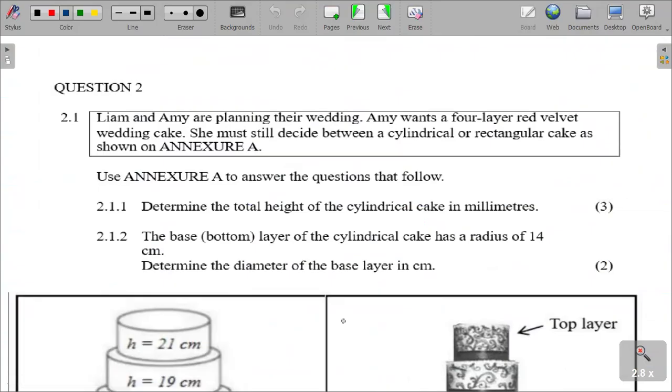It's question 2.1. Liam and Amy are planning their wedding. Amy wants a 4-layer red velvet wedding cake. She must still decide between a cylindrical and a rectangular cake as shown in the annexure below.